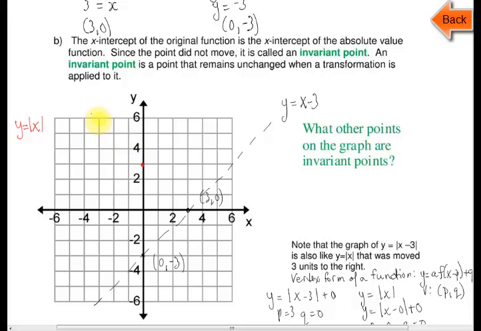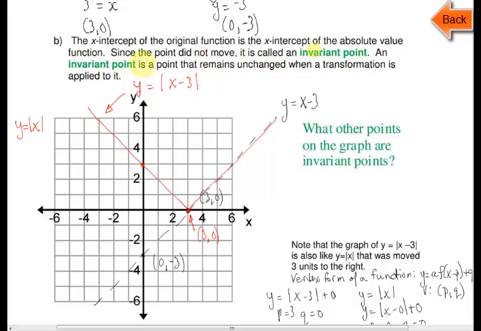We're going to use a solid line to graph it in because this is the function that we want to graph. And so that is the y is equal to the absolute value of x minus 3. So the x-intercept of our original function is the x-intercept of the absolute value function. So you can see that right here. Okay, same x-intercept. Since the point did not move, in other words, it's the point 3, 0 is part of the graph y equals x minus 3 as well as the absolute value of x minus 3.